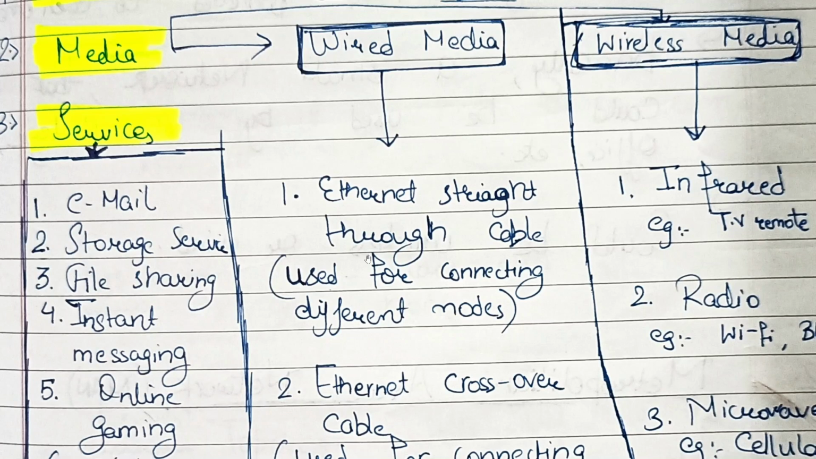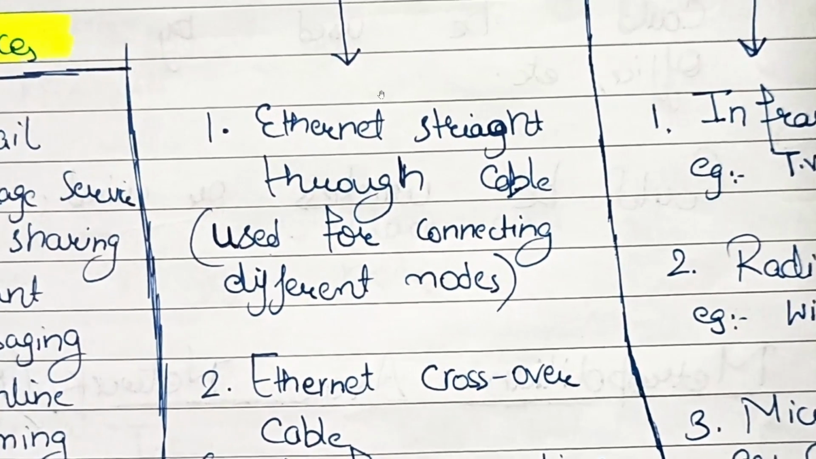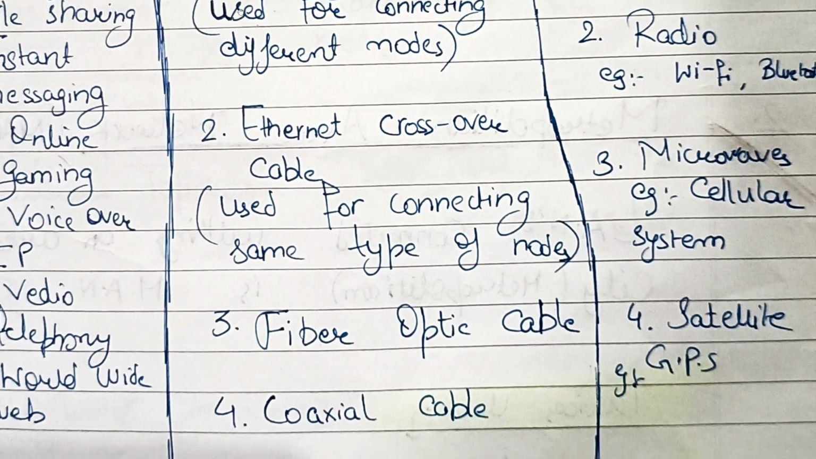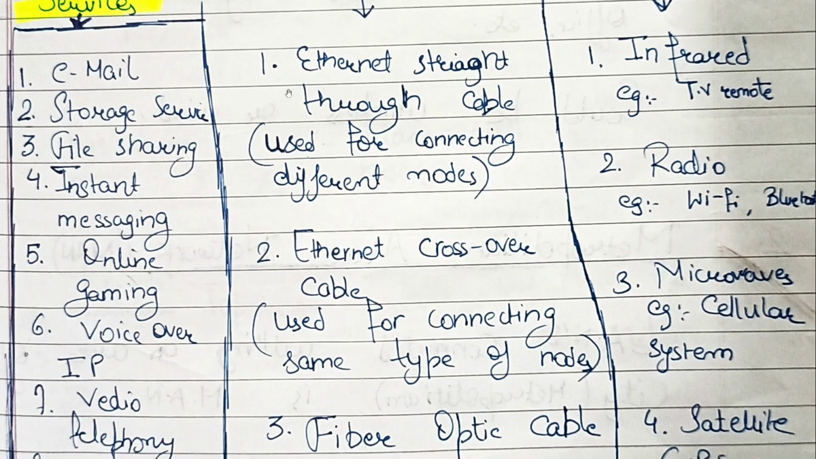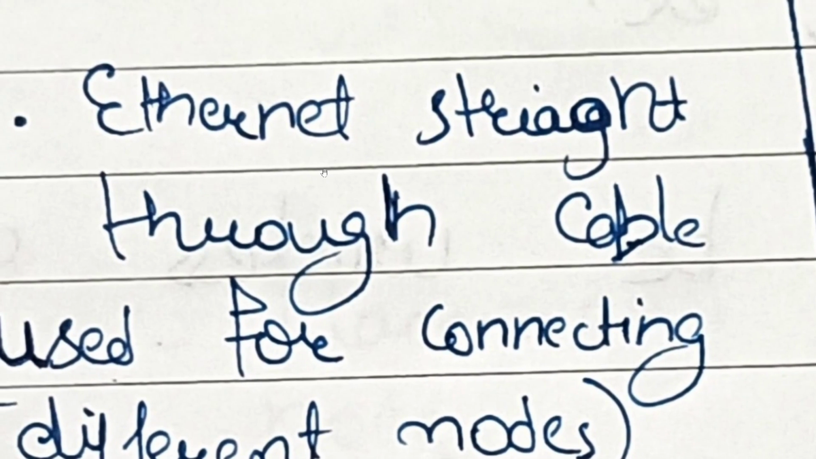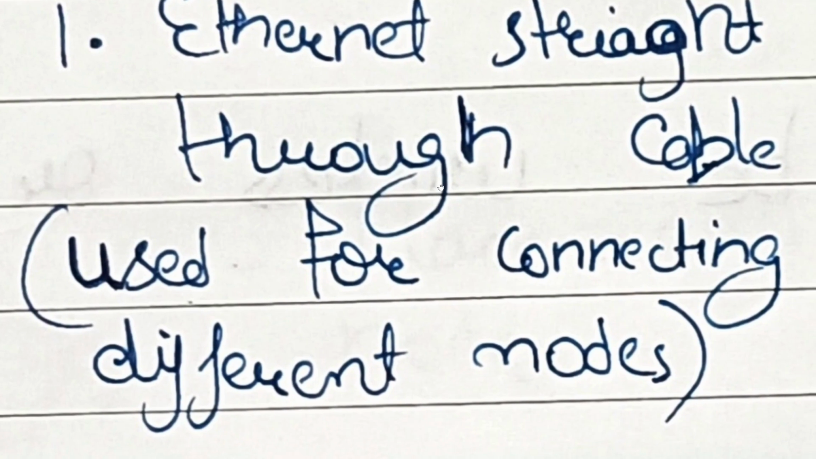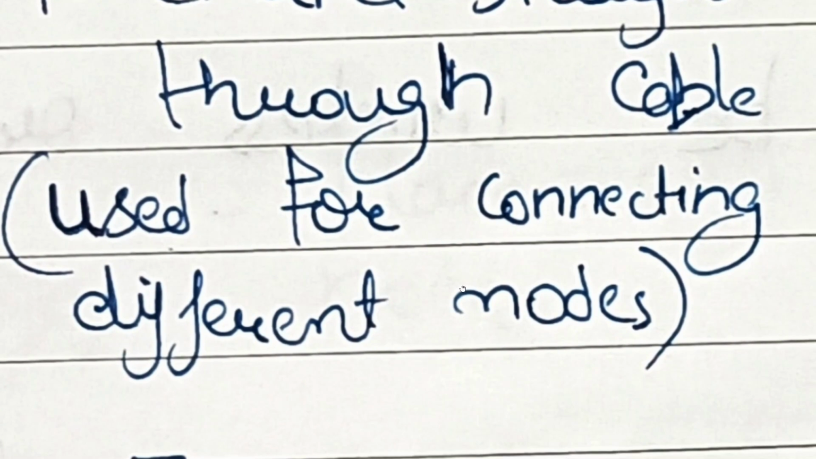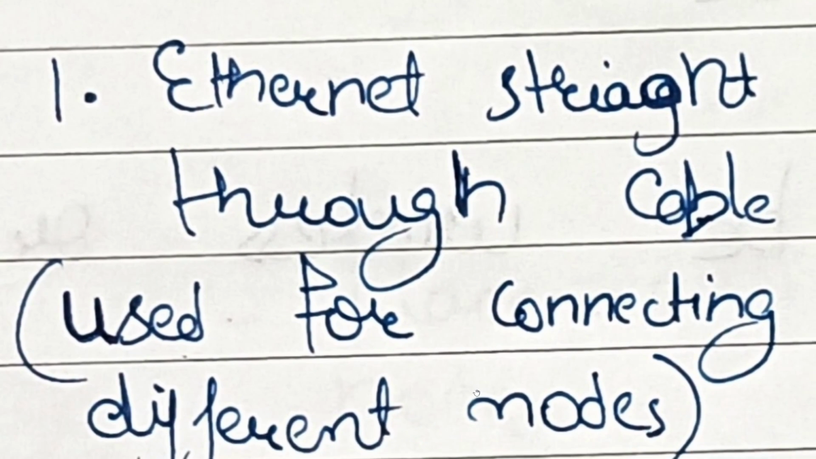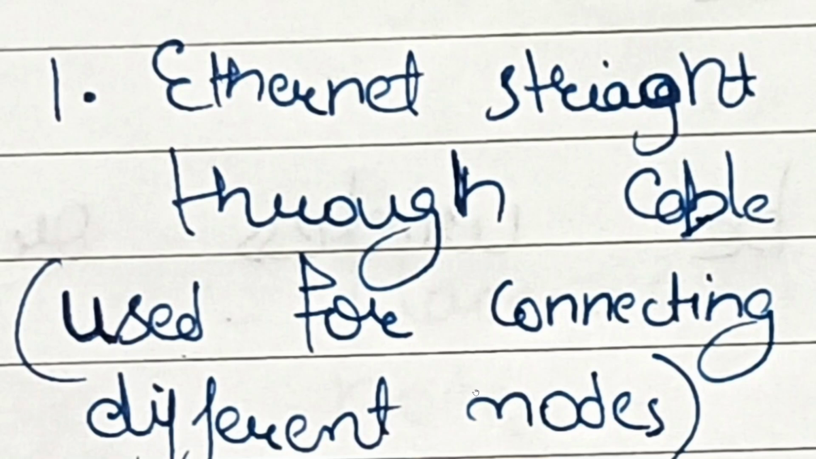Now the other component is media. Basically what medium you are using to make your communication. There are two types of media you can use. The first one is wired and the other one is wireless. Talking about wired media, there are these options available. Of course there are many others, but these are the most popular ones. Ethernet, and Ethernet has two types. The first one is the Ethernet straight through cable. This one is used for connecting different nodes. Suppose you have to connect your PC and your printer, or your PC to a switch. Those two nodes are different, right? So for connecting these two different devices, the Ethernet straight through cable will be used.